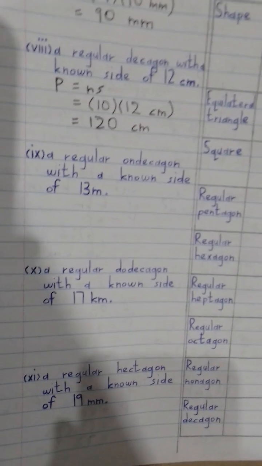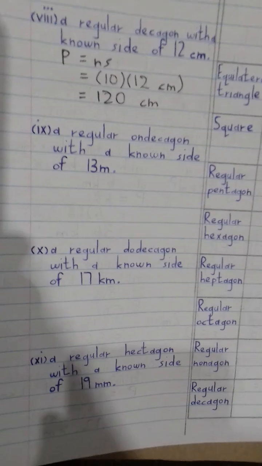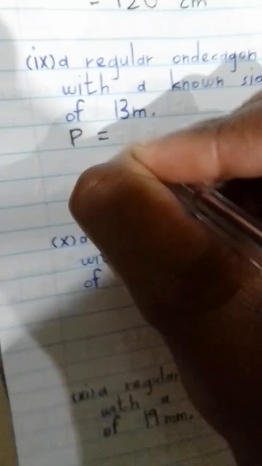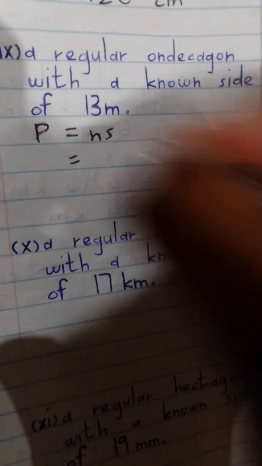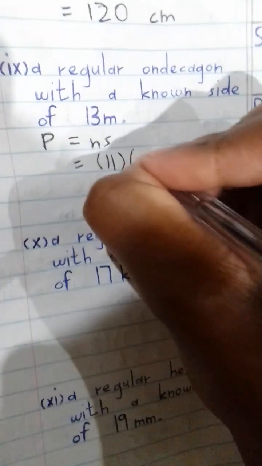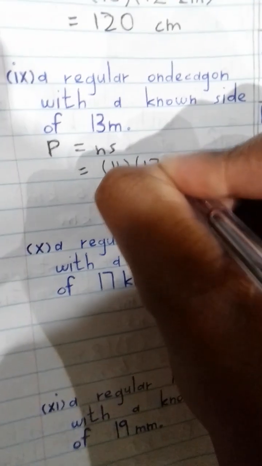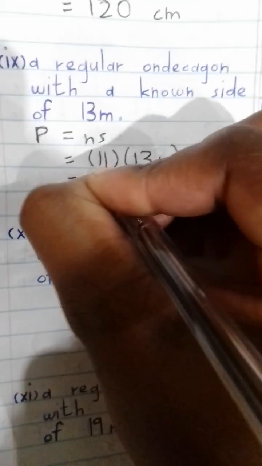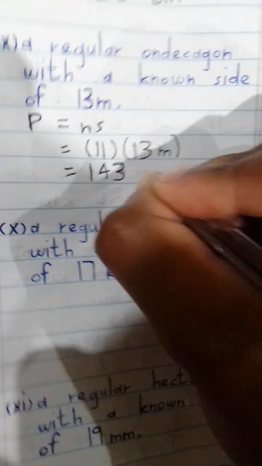Roman numeral number 9. A regular undecagon with a known side of 13 meters. Undecagon, number of sides is 11. Length of the known side is 13 meters. 11 times 13 is 143. So the perimeter is 143 meters.